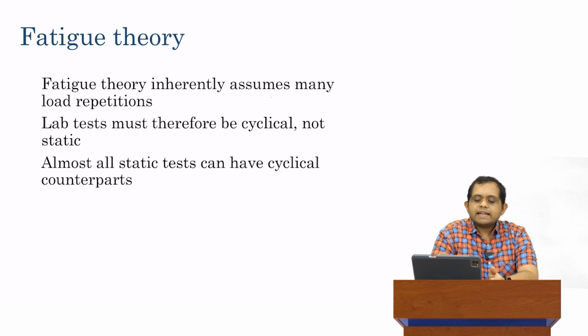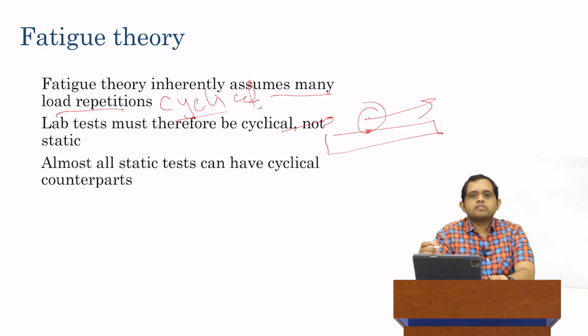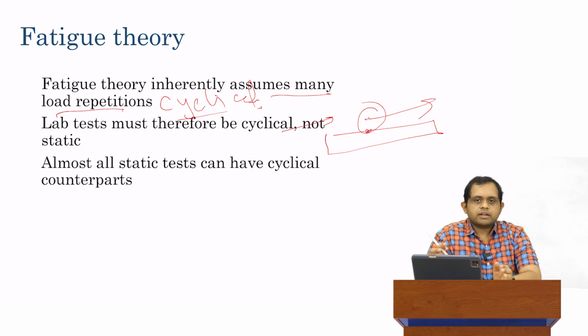Fatigue theory inherently assumes many load repetitions, and I had used the term previously, cyclical loading or cyclical load repetition. That is, the loads are being applied in cycles. Why is this applicable to JPCP? Well, if you consider that I have a slab with some load applied to it, these loads are coming from vehicles. You have one load, the vehicle moves, and then another one takes its place. So if you just look at one point on the JPCP, it's loaded, unloaded, and so on as vehicles keep going. And therefore, JPCP pavements, and all pavements for that matter, inherently are subjected to cyclical loading.